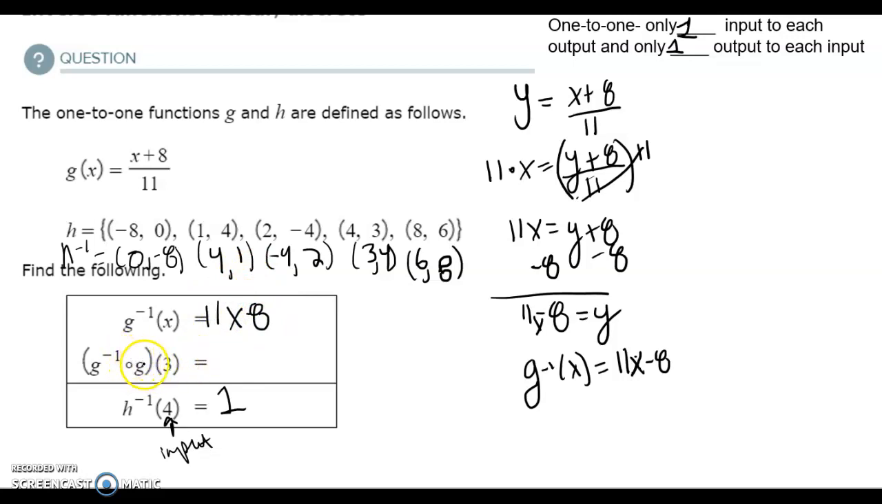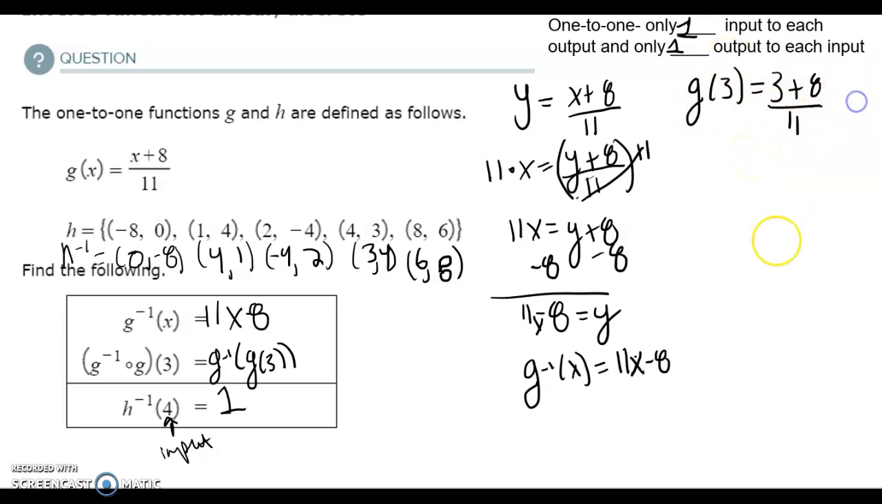What the second part is asking for is it's asking us to take our inverse function and inside of that put the g of 3. So this is really similar to what we did last lesson with function composition. So I'm going to find out what g of 3 is first. Everywhere I see an x in the g function, I'm going to put in a 3. So that gets me 11 divided by 11.